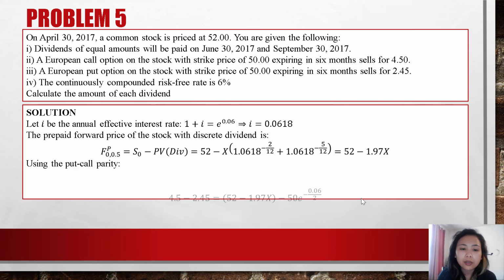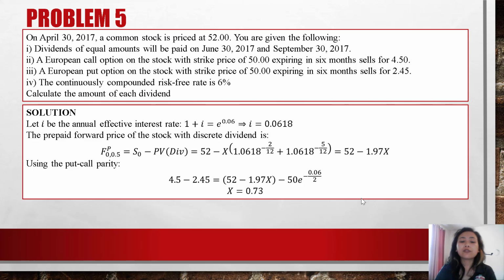And using put call parity, we got the difference between call price and put price is equal to the prepaid forward price of the stock with discrete dividends minus the present value of the strike. So we got 52 minus 1.97x minus 50 times e to the negative 0.06 over 2. And from here we got x is 0.73. So on June 30th, 2017, a dividend of 0.73 is paid, and the same is paid on September 30th, 2017.